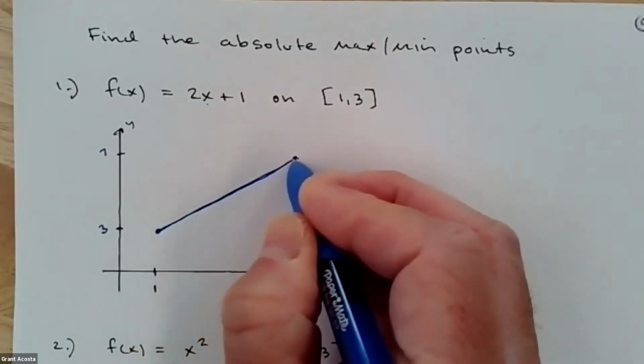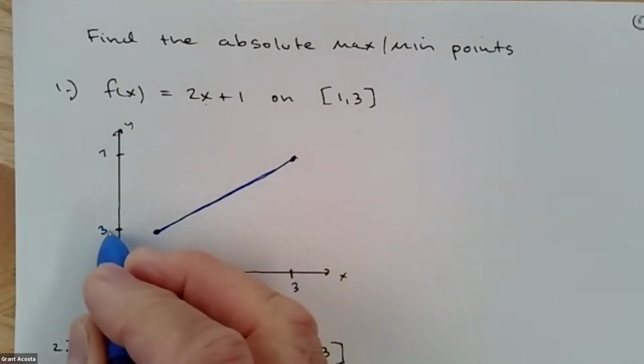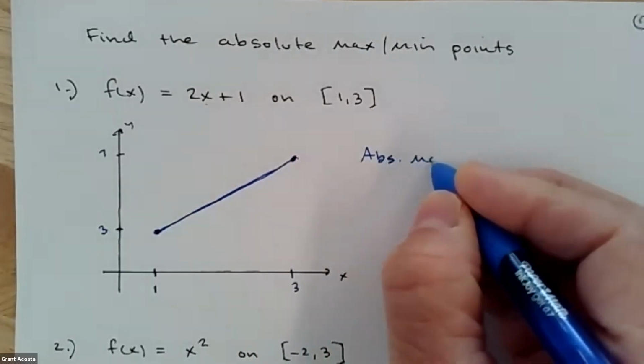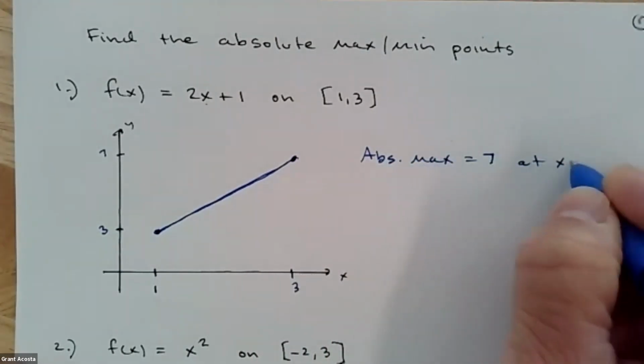And so when we talk about absolute max and min points, we're talking about the y values, right? For this little portion of the graph, what is the absolute highest y value? 7, yeah, not a trick question. And the absolute lowest would be 3. So we could say, abbreviating, absolute max equals 7, and that's happening at x equals 3.